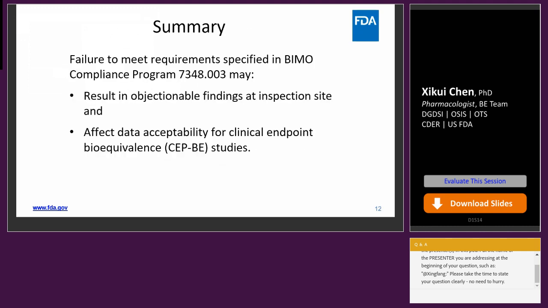In summary, if the clinical site fails to meet requirements specified in the bioresearch monitoring compliance program, it may result in objectionable findings at the inspection site, and may affect data acceptability from the OSIS reviewer for clinical endpoint bioequivalence studies.